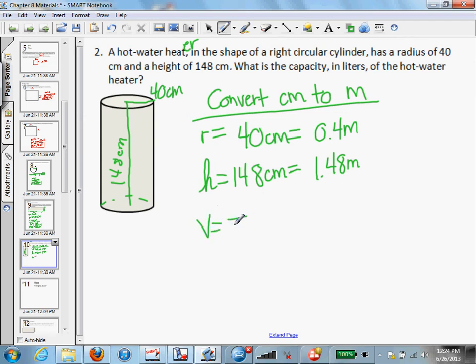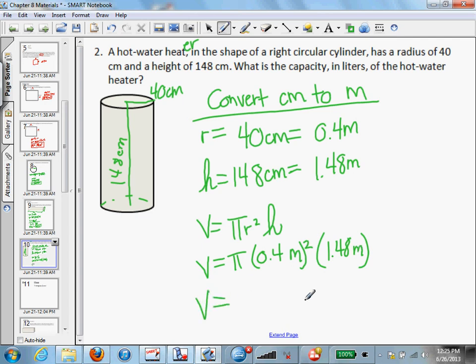So V equals pi r squared times h. So let's plug in our values. V equals pi times 0.4 meters squared times the height of 1.48 meters. This is going to be meters squared here times meters, giving you the volume being meters cubed. So we multiply all that across, it looks like we're going to have a volume of 0.743552.